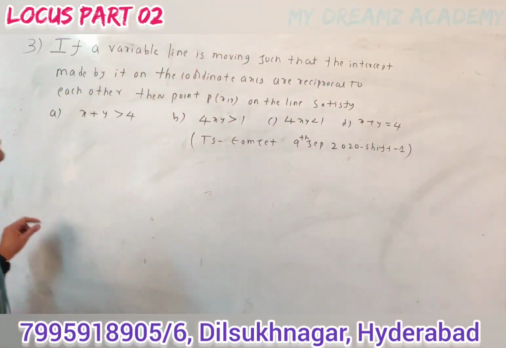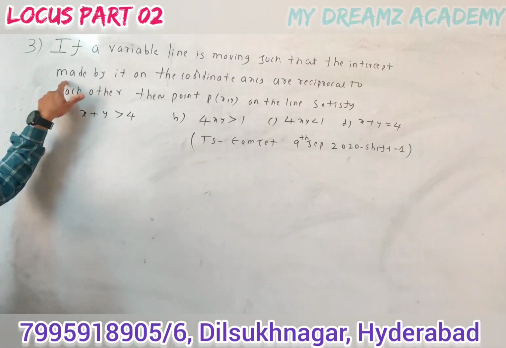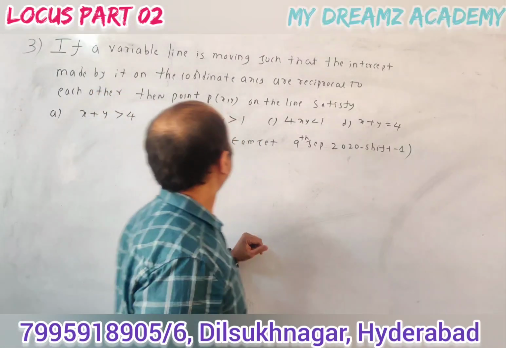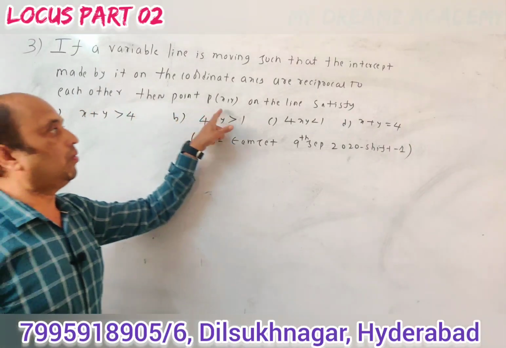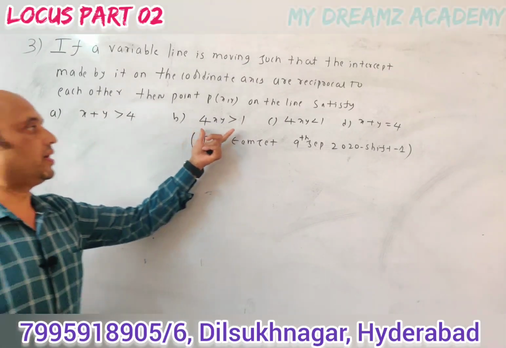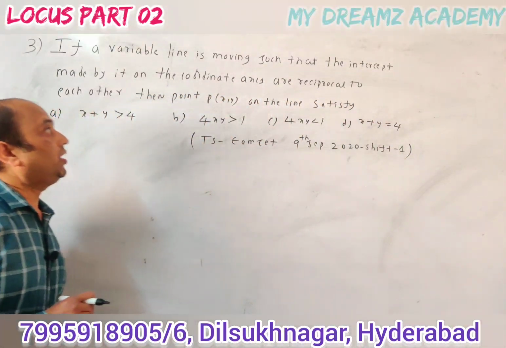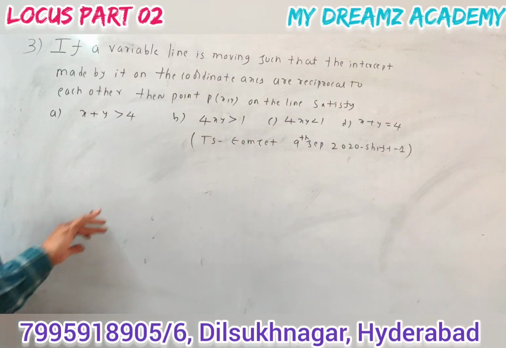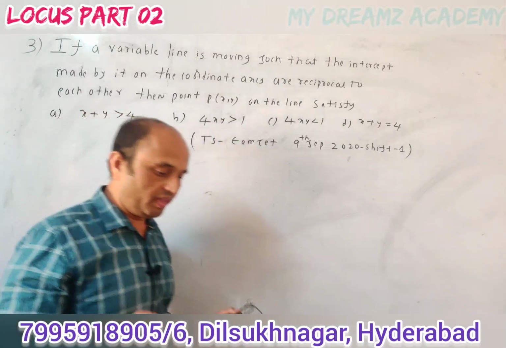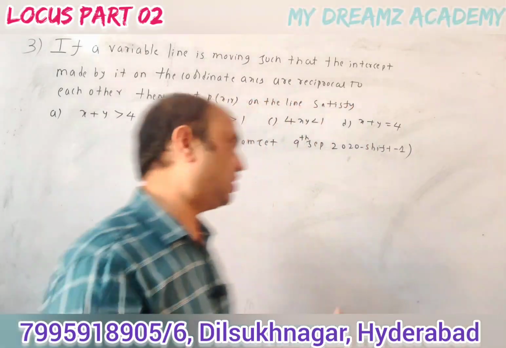So the next question. If a variable line is moving such that the intercepts made by it on the coordinate axes are reciprocal to each other, then the point (x, y) on the line satisfies: the first option is x plus y greater than 4, 4xy greater than 1, 4xy less than 1, x plus y equal to 4. So what is given is a variable line moving such that the intercepts made by it on the coordinate axes are reciprocal with each other, meaning the x intercept and y intercept are reciprocal with each other. That is the condition.